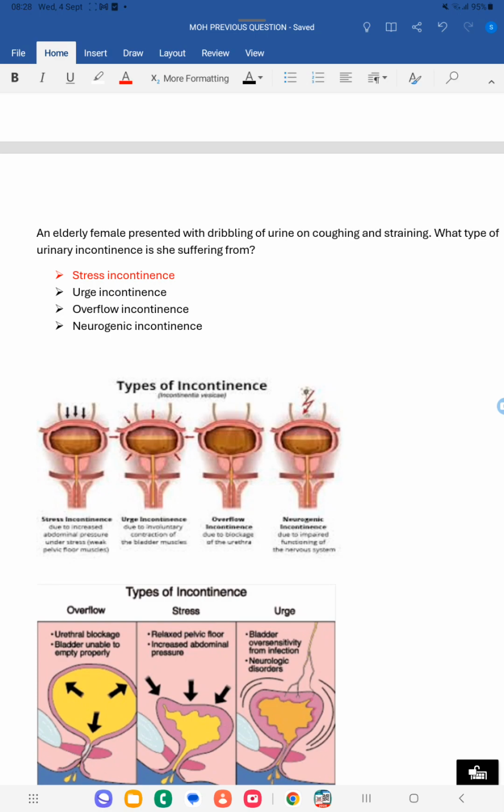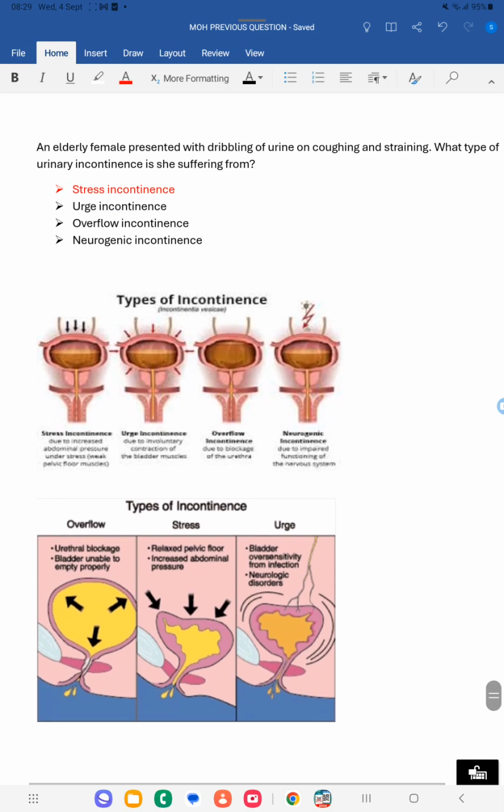Next question was, an elderly female presenting with dribbling of urine on coughing and straining. What type of urinary incontinence is she suffering from? Okay, coughing and straining, doing some activity, suddenly creates abdominal pressure, and that way dribbling of urine is happening. So that is usually seen in stress incontinence.